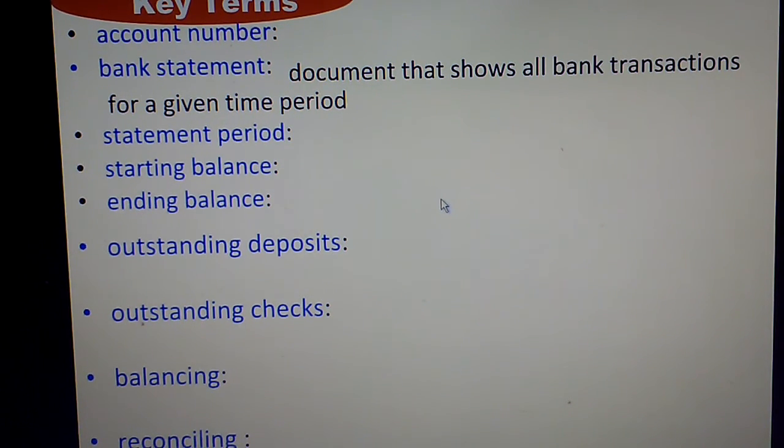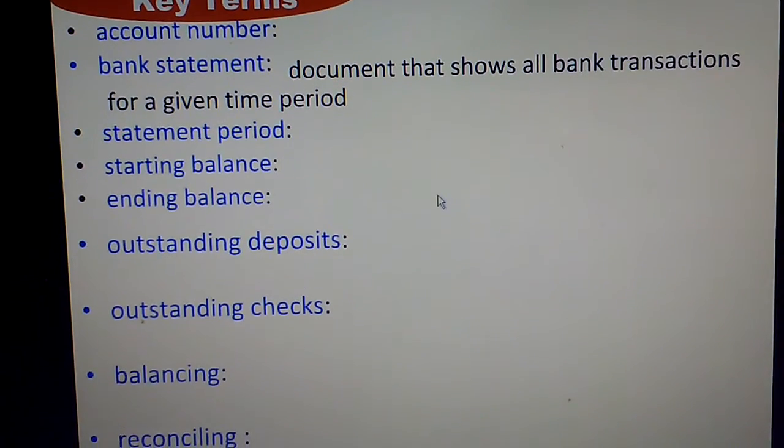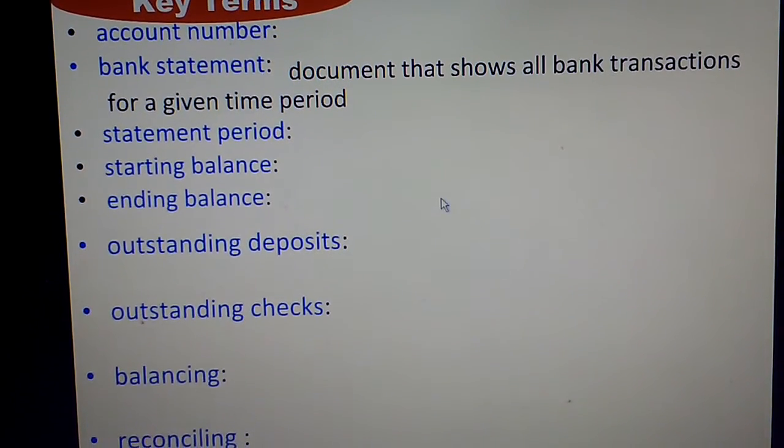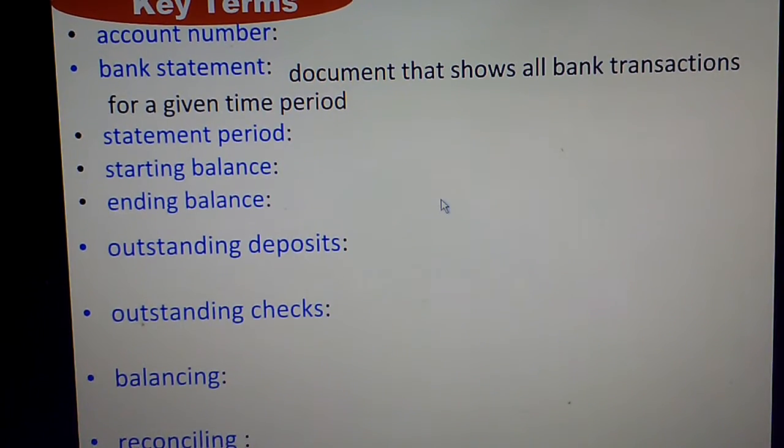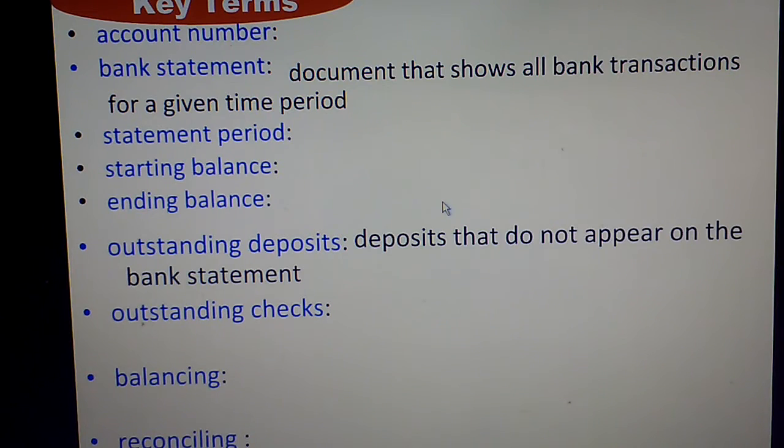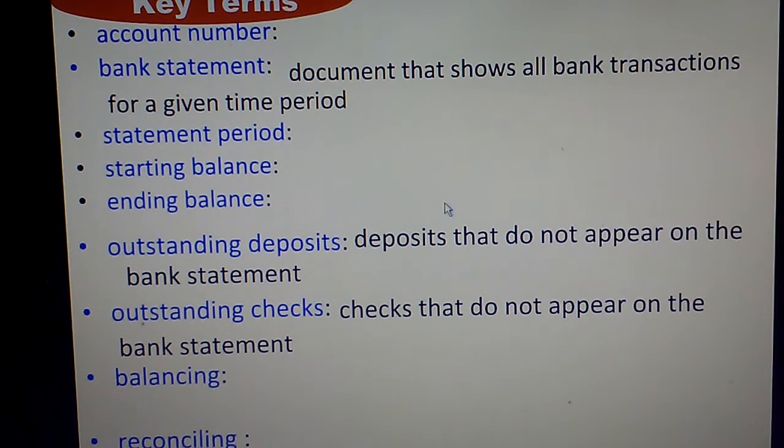Outstanding deposits. These are any deposits you may have made into your account that are not on the statement. Outstanding checks are similarly going to be checks that you have written that are not on the statement. Now, they may also be any transactions made with your card or electronic checks or ATMs, anything like that. So outstanding deposits are deposits that do not appear on the bank statement. Outstanding checks are checks. You might want to put withdrawals that do not appear on the bank statement.